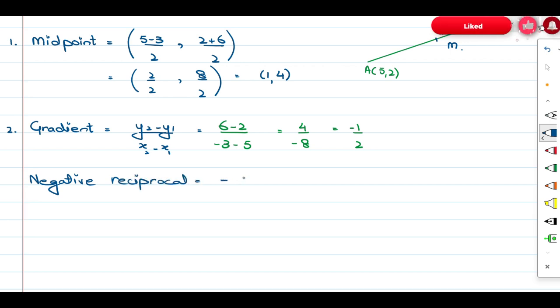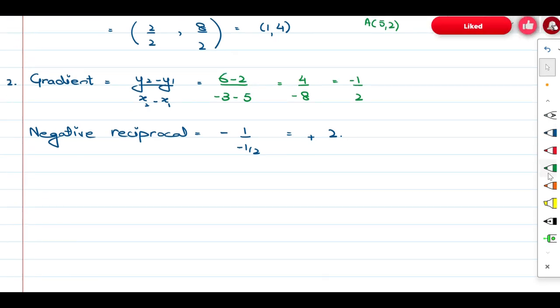Okay, negative, and the reciprocal of 1/2. So this becomes positive 2. Negative and this negative becomes positive. Negative, negative gives you positive, and the reciprocal means 1 over that whole slope. So 1 over 1/2 is just positive 2.